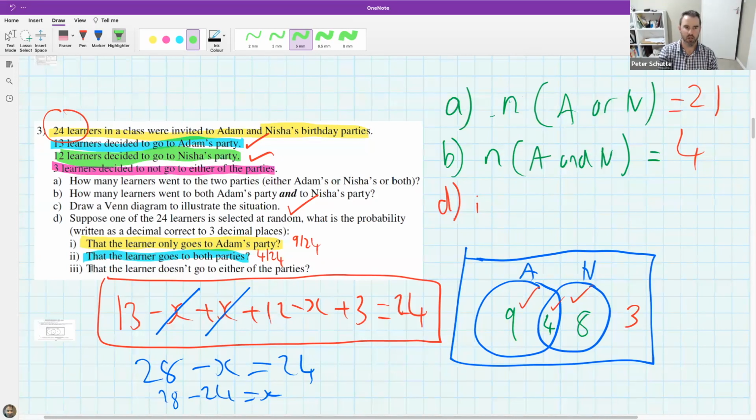Okay, last one. What is the probability that the learner doesn't go to either of the parties? So if you're choosing one random person from here, what's the probability that they didn't go to either of the parties? So that would be 3 out of 24.